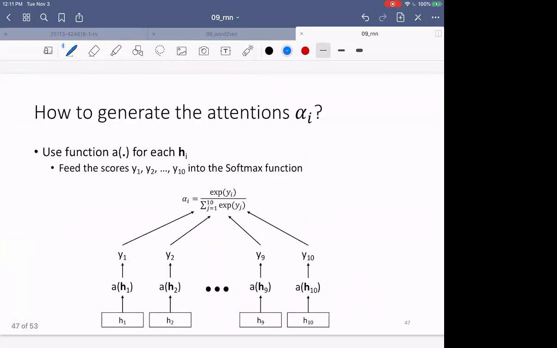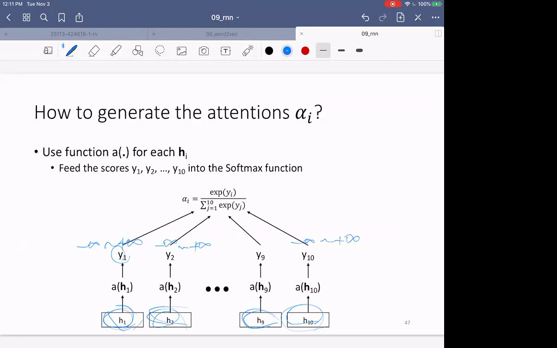You apply this function A to all hidden layers of your RNN. So there's H1, H2, based on "this movie", all the way to "Christmas play": H1, H2, H9, H10. You put each H into the function A, and you get Y, the output of the function. This will also sit between negative infinity and positive infinity.